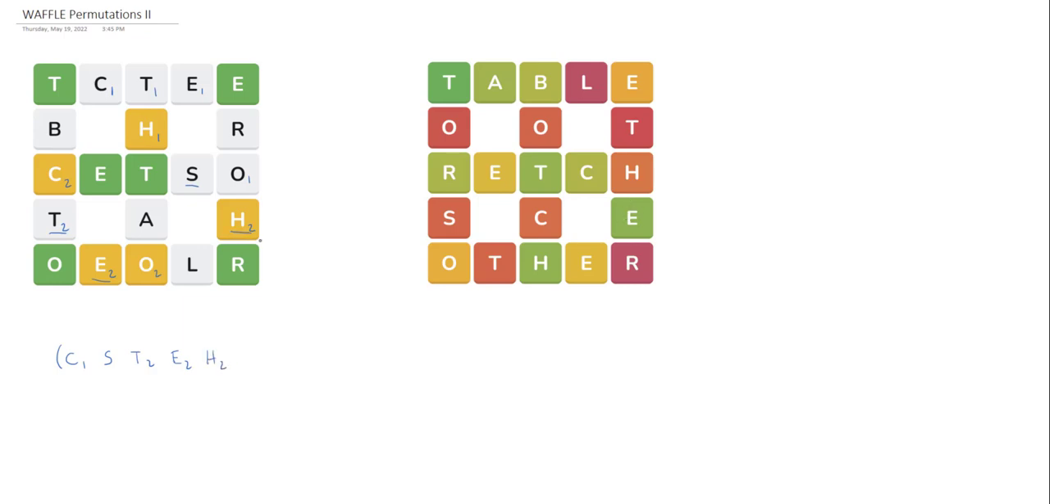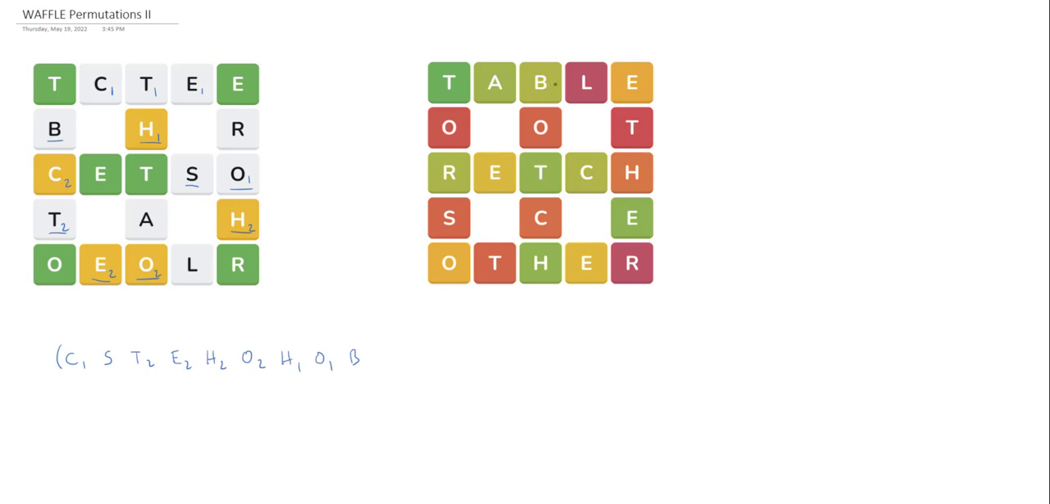All right, H2, let's see, that could go into the H in other. That's the O2 position. O2, let's see, that could go to the H1 position in botch. Okay, H1, let's see, that could go into the O1 position in ether. Okay, O1, that could go to the O in torso, which would be the B position.